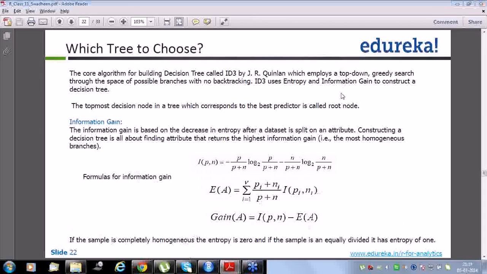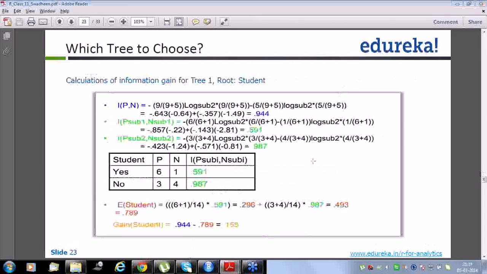Okay, so what we are doing here is trying to calculate the entropy and the information gain for tree 1, with the root node as student. We are first trying to calculate the IPN, and then I sub 1 N sub 1, I sub 2 N sub 2, like these are the branches. Then we'll look at whether we can calculate that properly or not.